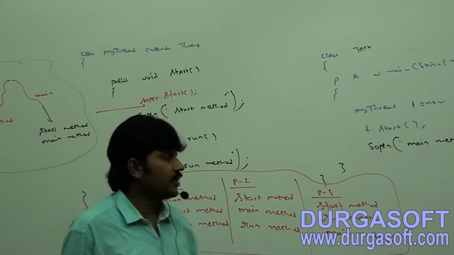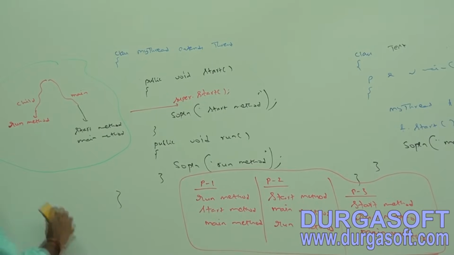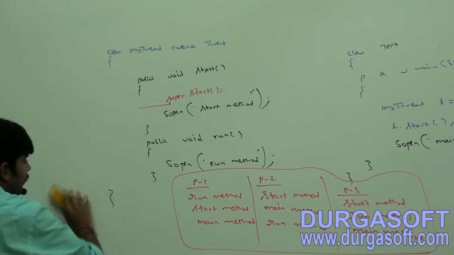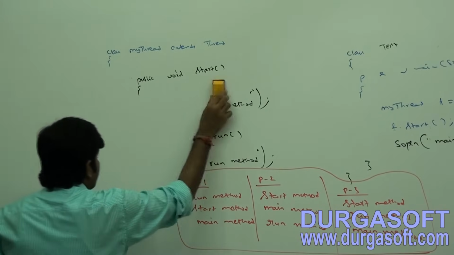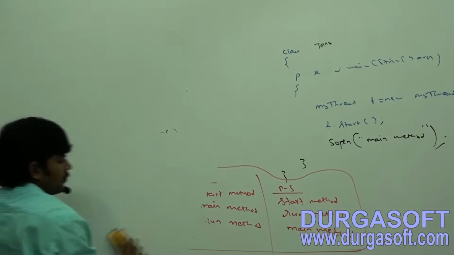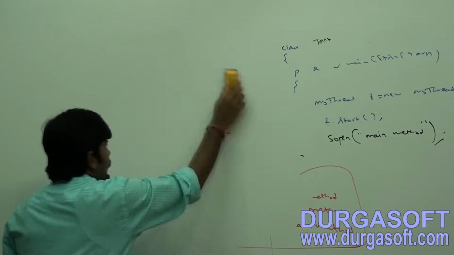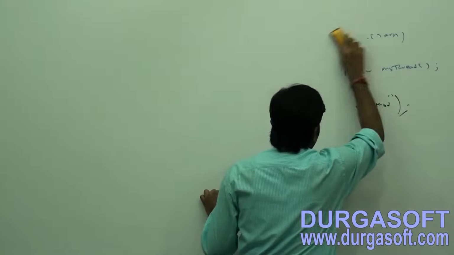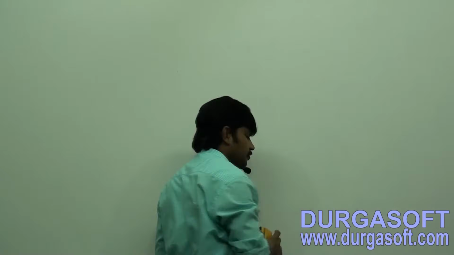Next one. So, what is the next case? Case 8. Okay, the next case here is a very important case. Observe carefully: thread life cycle, the life cycle of a thread.